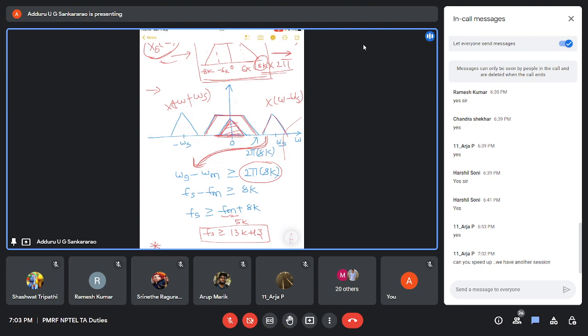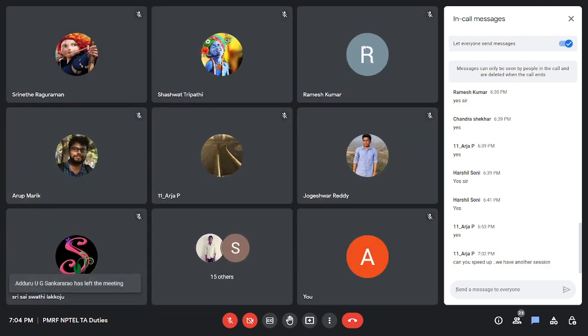Omega is 2 pi fs, so I am eliminating the 2 pi. So fs minus fm greater than or equal to 8k. But fm is already given in the question: the signal is band limited to 5 kilohertz. So fs greater than or equal to fm plus 8k, that is 5k plus 8k, 13 kilohertz. So fs greater than or equal to 13 kilohertz. The question asks for the minimum frequency, so the minimum frequency is 13 kilohertz.